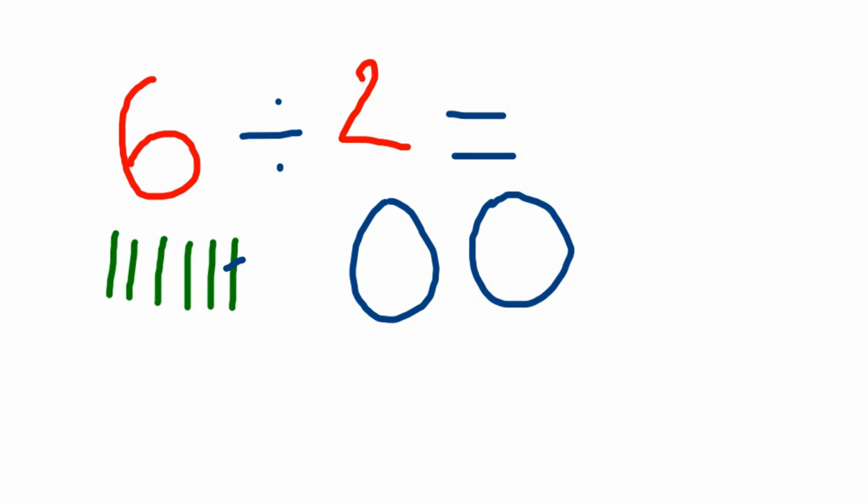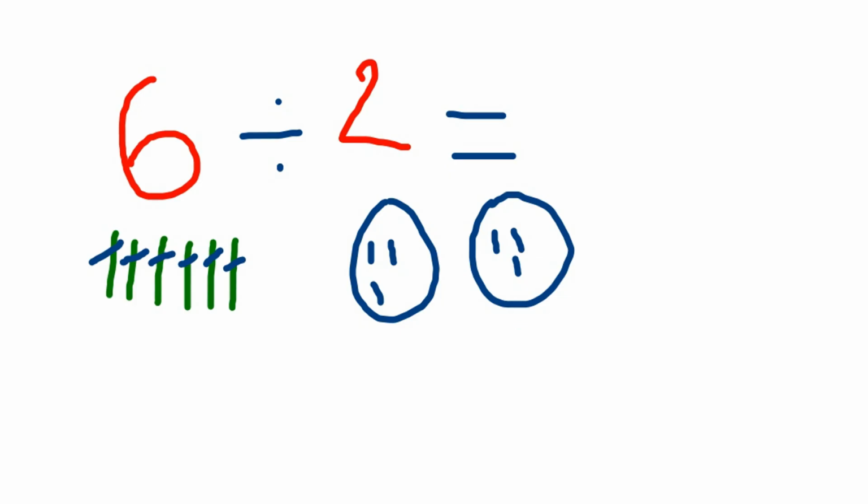We move the first line into the first circle, the second line into the second circle, the third line into the first circle, the fourth line into the second circle, the fifth line into the first circle, and the sixth line into the second circle.